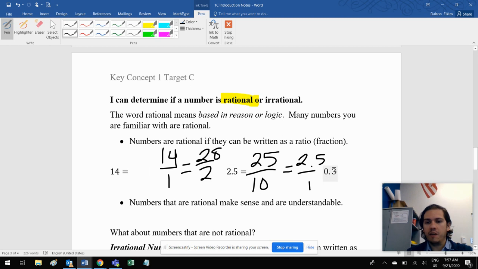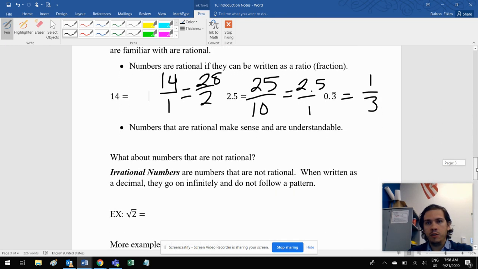Even a repeating decimal, right? Like 0.3333, and the 3 goes on forever. Even though there's that forever part of it, it's predictable. Once you get to the 100th 3, what's going to come after that is going to be 3, and then after that is 3, and you kind of just know where it's going. In fact, 0.3 repeated is famously 1/3. So numbers that are predictable, numbers that make sense, and numbers that are understandable are all rational numbers.